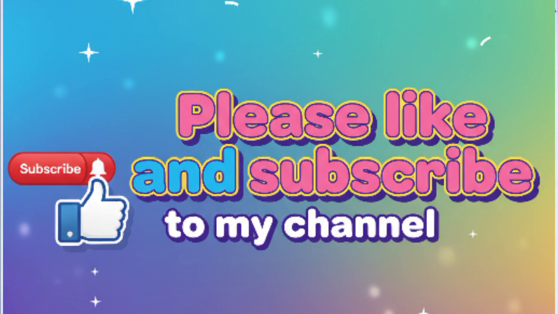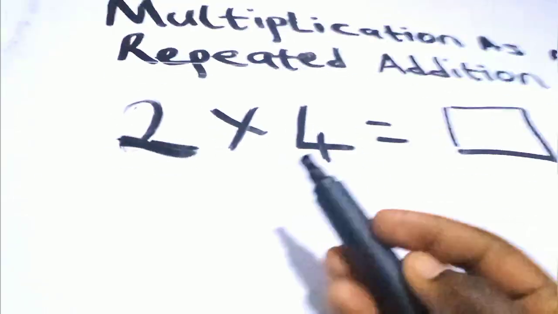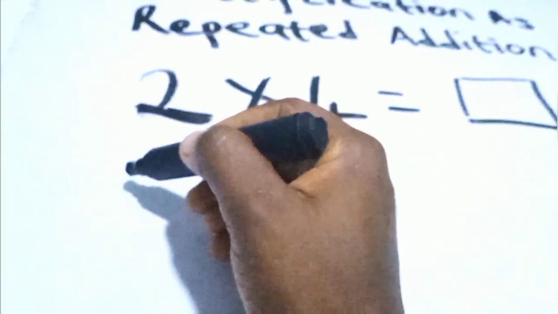Let's continue to the next example. Look at the next example. 2 times 4. So 2 times 4, what are we going to do? We're going to count out 2 into 4 places.